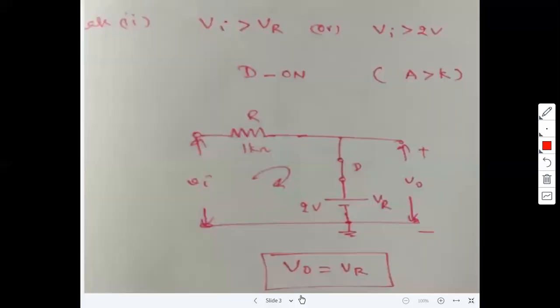And coming to the second case, what is the second case? When Vi is greater than Vr, Vi greater than 2 volts, the diode is on. Why? Because anode is greater than cathode. Now this is the equivalent circuit. When anode is greater than cathode, the diode is on. Here we consider the diode to be an ideal diode. It acts as a short circuit. Now what is the output voltage? Here the output voltage is nothing but the reference voltage, that is equal to Vr, right?